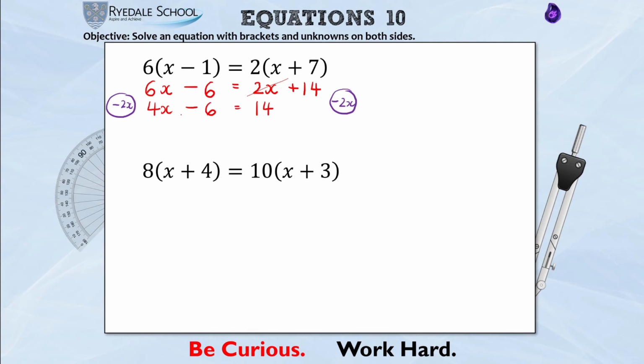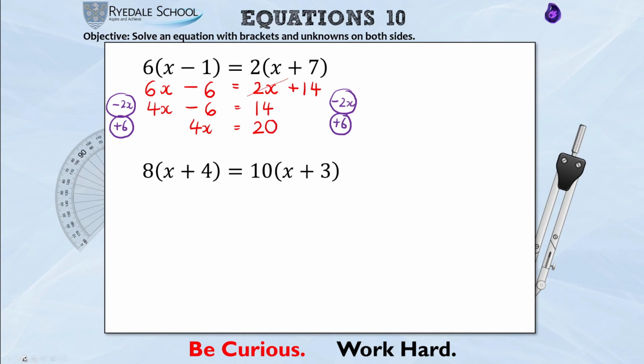I've got 4x take away 6 is 14. What inverse do I need? I need the inverse of take away 6, which is add 6. So I'm going to add 6 to both sides. That will leave me my 4x's. The add 6 will cancel the take away 6. And if I add 6 to this side, it is 20.